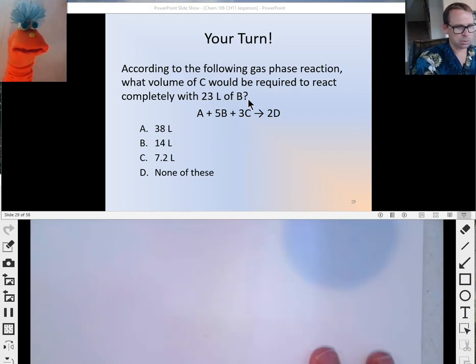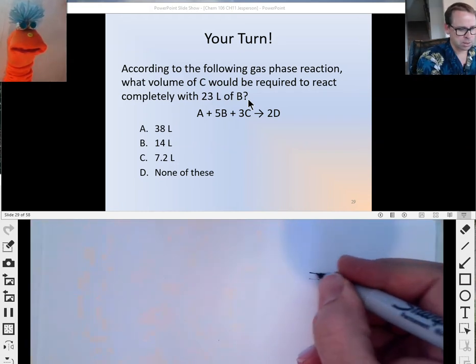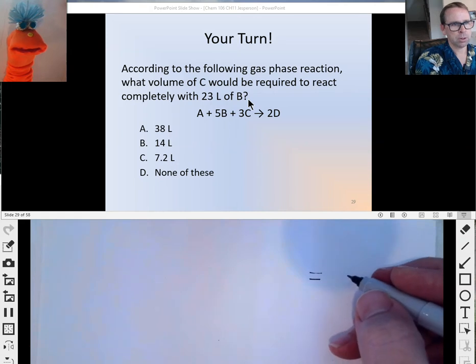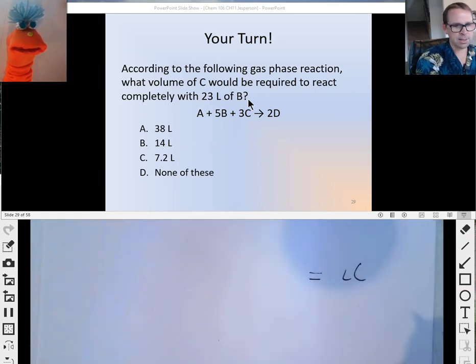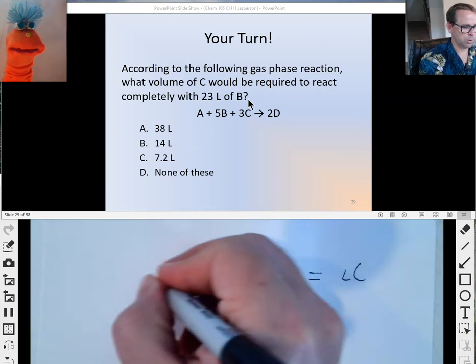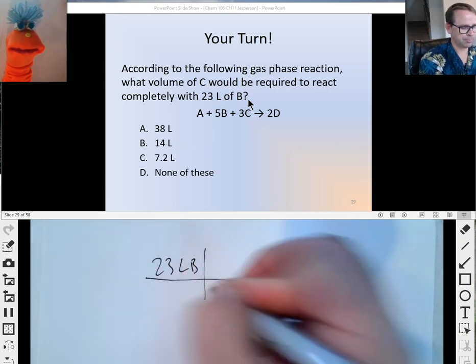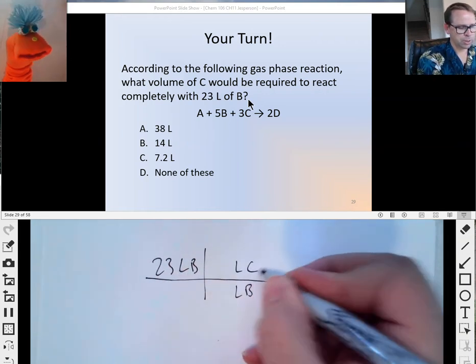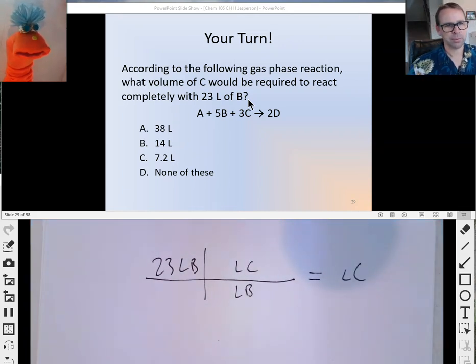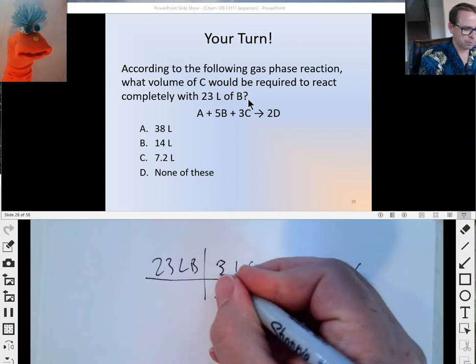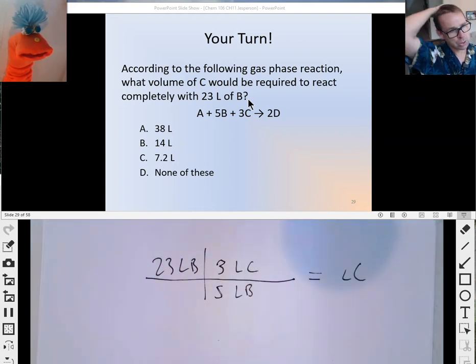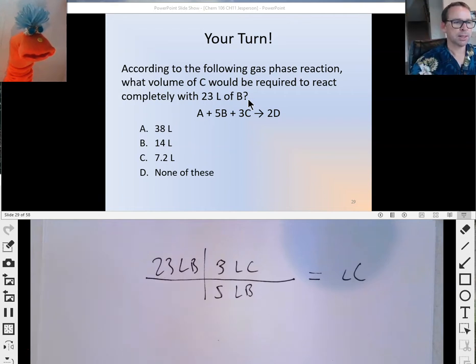So, unit analysis, dimensional analysis here, looking for liters of C, right? Starting with 23 liters of B. And for every, what's the relationship between liters of C and liters of B? 5 liters of B for every 3 liters of C. That's right. So if we had 23 liters of B, 23 times 3 divided by 5 would tell us how many liters of C we would need. Okay, good.